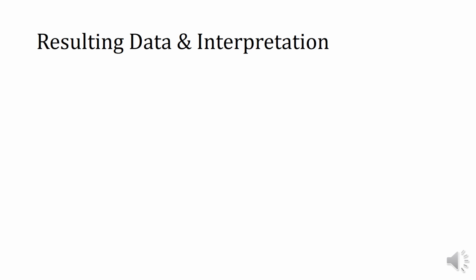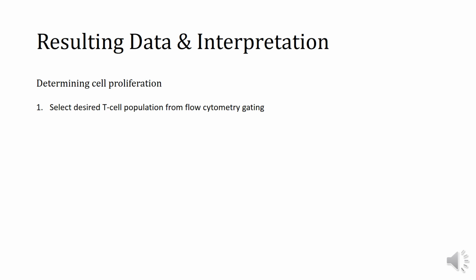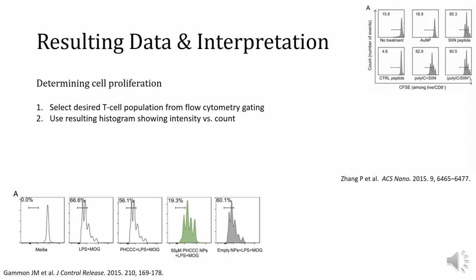So after you run your flow and you have all of the data that you've collected, you're first going to select your desired T cell population. So these would be gating for the live cells, gating for whether you want CD4 or CD8 positive T cells, and then also for your CFSE. And then you're going to use the histograms that you get that have the count versus the CFSE to see how many cells have proliferated.